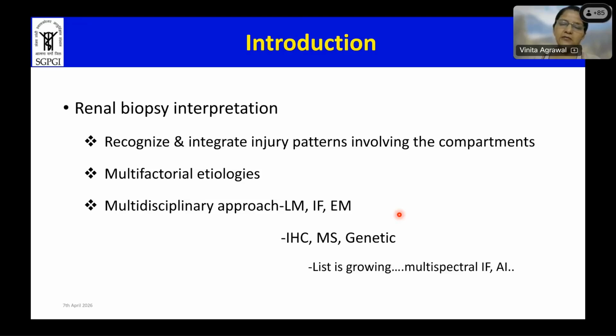Apart from that, with more and more immunohistochemical markers coming in, you have mass spectrometry for protein analysis, and of course genetic analysis. And of course, the list is growing with multispectral AIF and artificial intelligence and so on and so forth. But primarily, you need to have light microscopy and at least immunofluorescence to make a proper renal diagnosis on a renal biopsy. So that is why it is sometimes challenging.